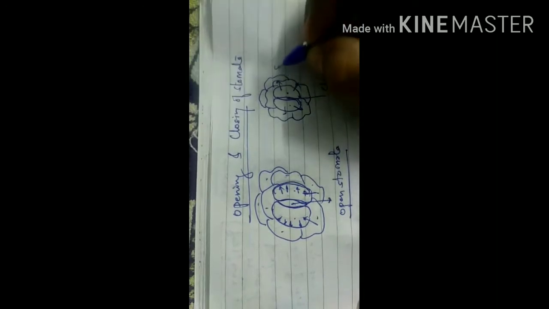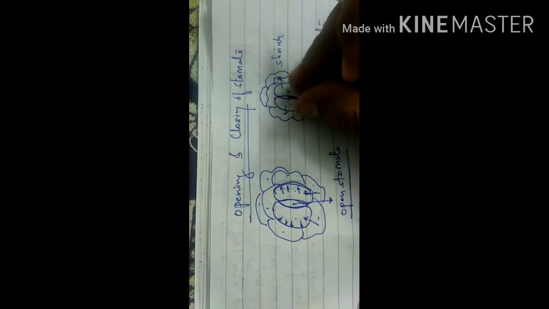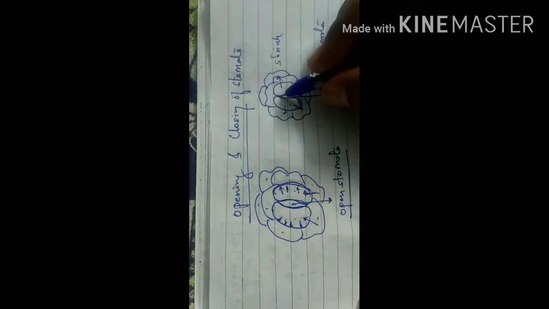But when there is no need for exchange of gases, the water moves out from the guard cells. They will shrink. When they shrink, the thick walls come closer to each other, due to which these openings are closed and no exchange will take place. Such a stage is known as the closed stomatal stage.